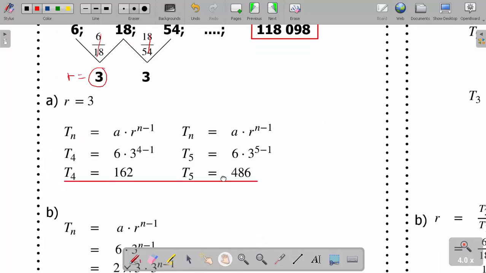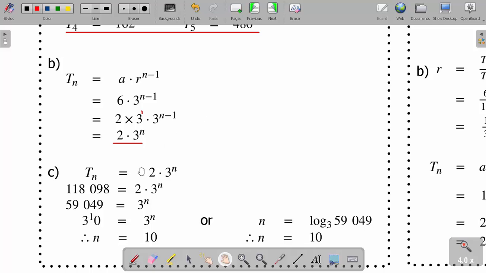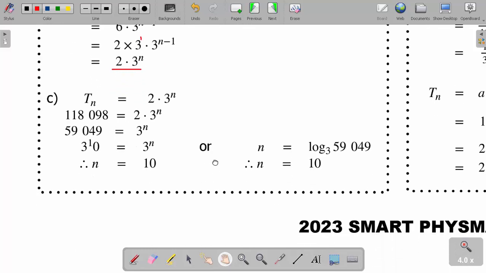Now if we do this, we're going to have Tn equals to 2 multiplied by 3 power n. So if I divide it by 2 first, we're going to get 59049 equals to 3 power n. Now, if you check on your calculator, this one is the same as what? What are the factors of this? If I use my calculator, I'm going to have 3 to the power 10.